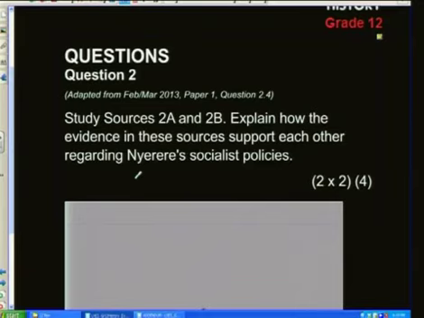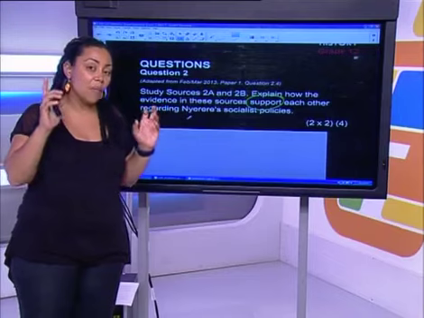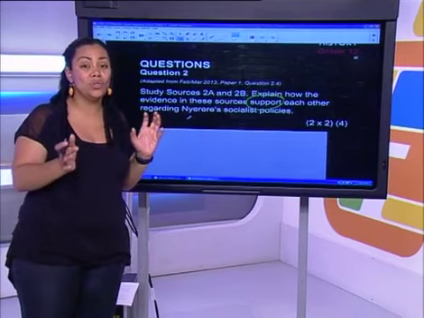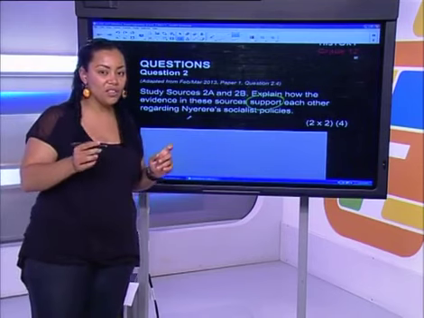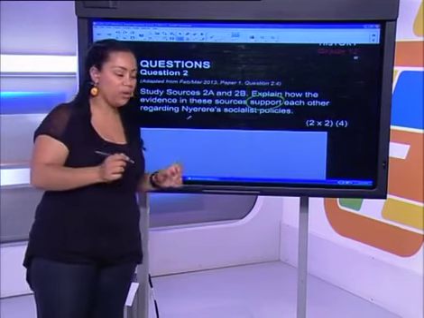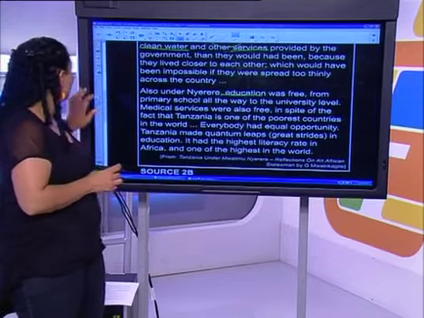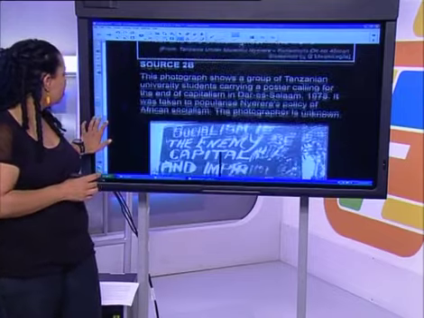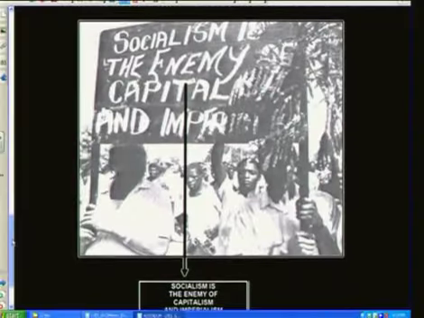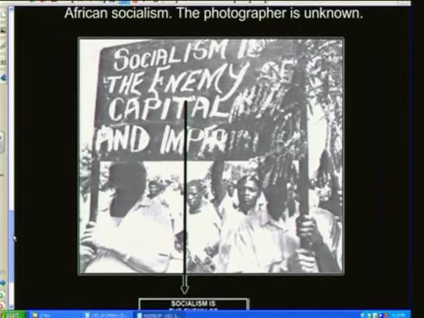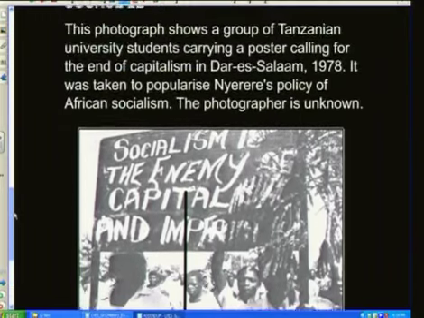I just want to quickly draw your attention to this over here: support each other. A trick when it comes to comparative questions, where you have to use two sources at the same time, is to try and see if you can answer the question using the word both at the beginning of your sentence. So let's quickly look at the second source so that we can try and answer that question.